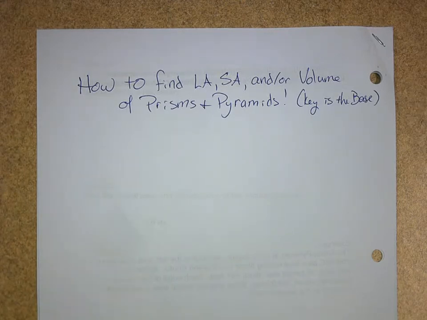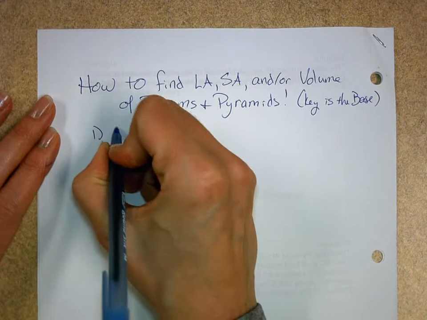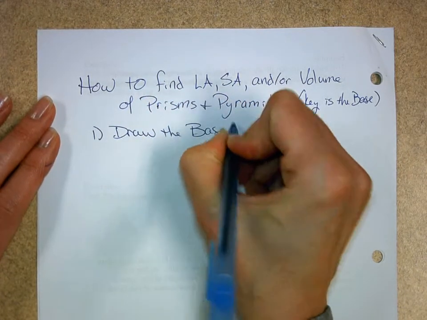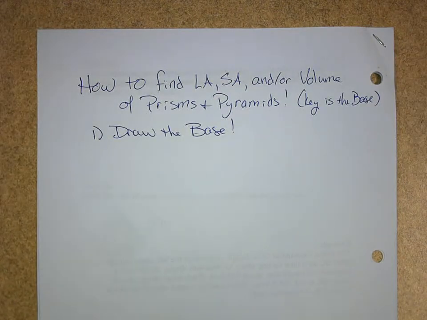And I promise if you go through these steps, you're more likely to get the correct answer. So here's the first thing you always have to do. Number one, draw the base. And that means if it's a square, you draw the square. If it's a triangle, you draw the triangle. If you have a hexagon, you draw the hexagon. If it's a pentagon, you draw the pentagon. I don't care what it is, but a lot of times it is introduced to you.